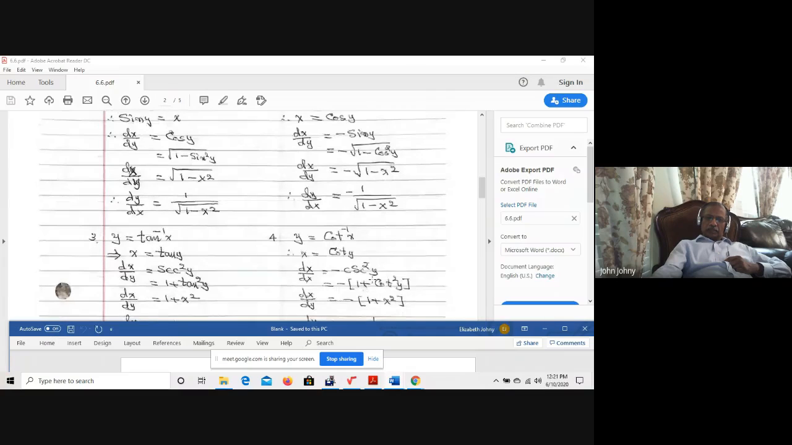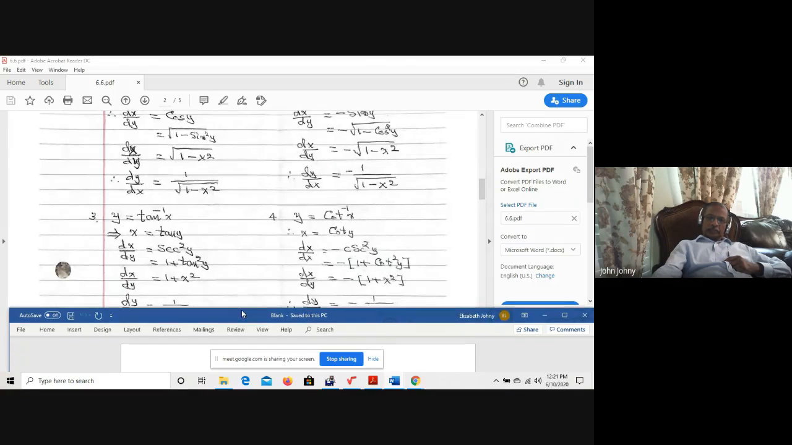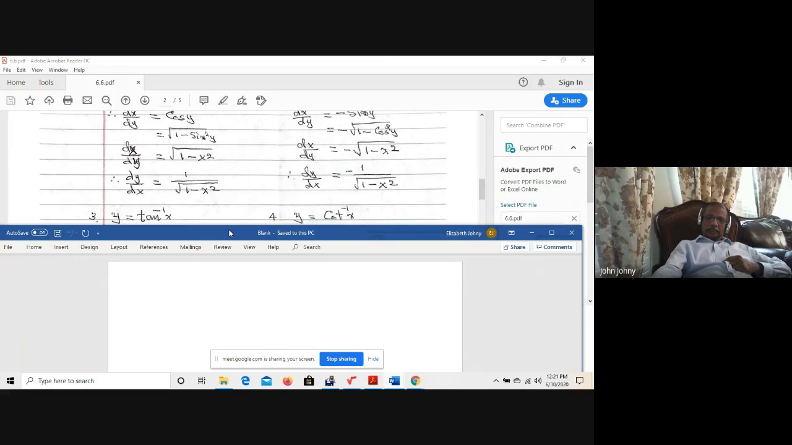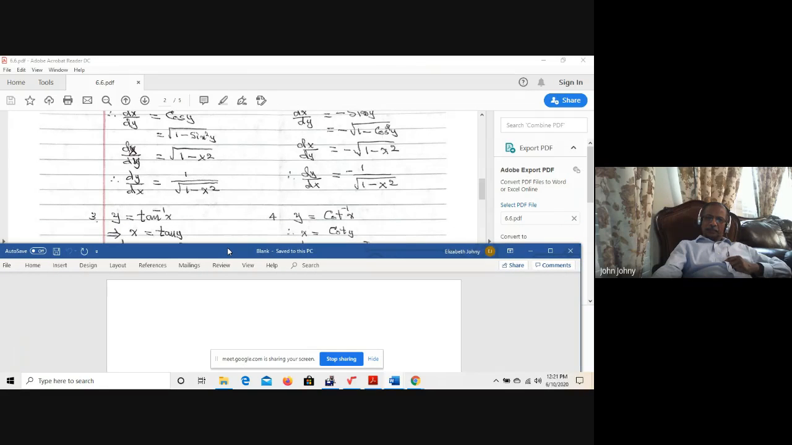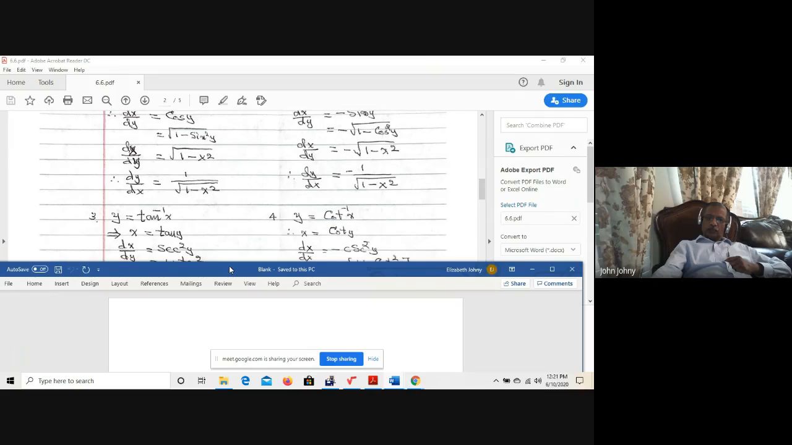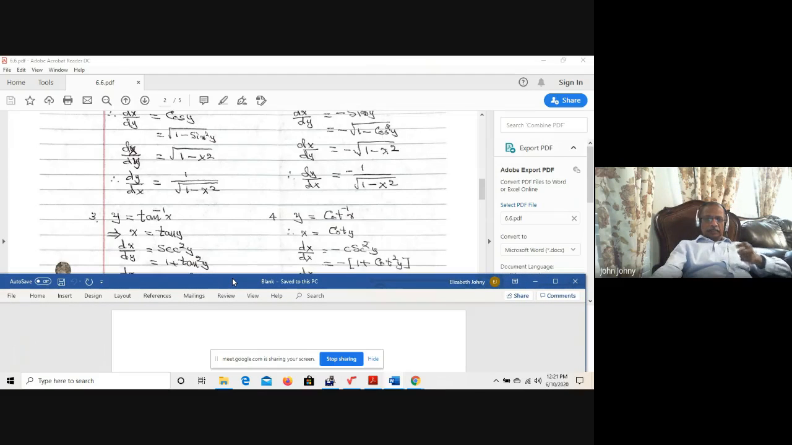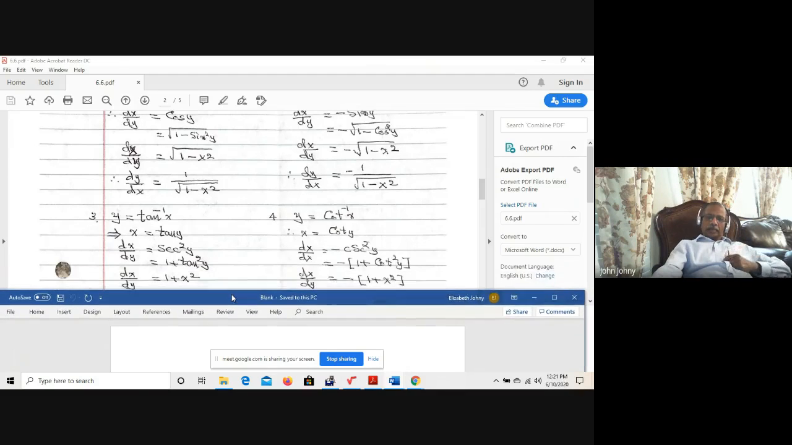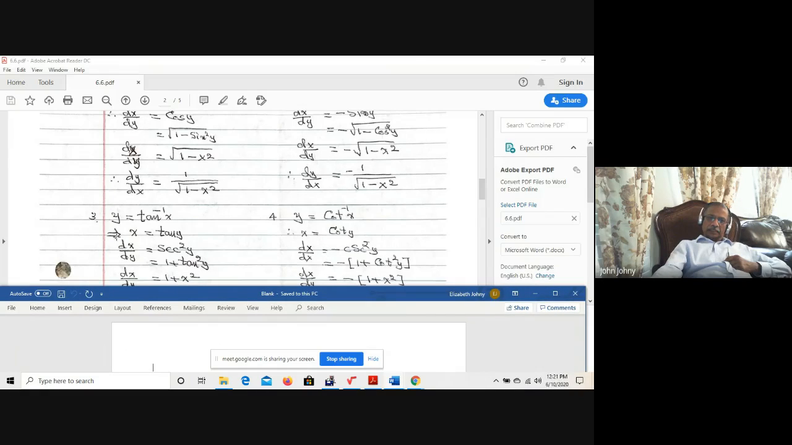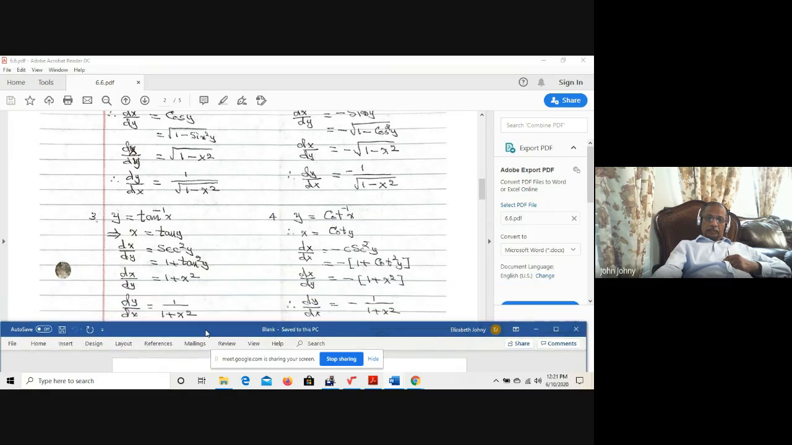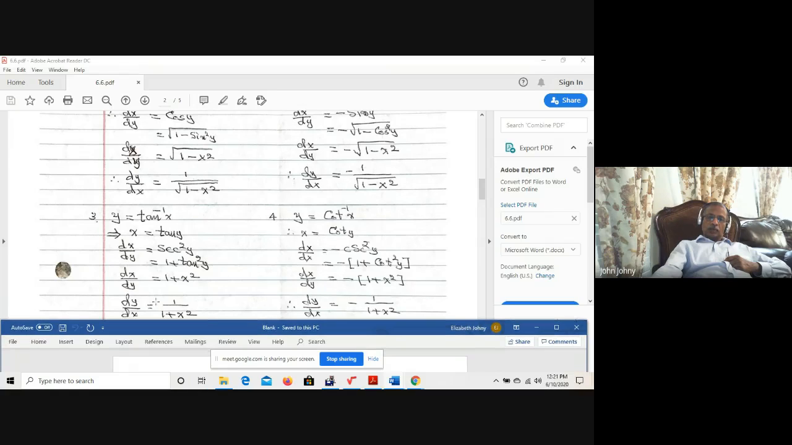Next is tan inverse x. y is equal to tan inverse x. Therefore, x is equal to tan y. So dx over dy is secant square y. The derivative of tan y is secant square y. And secant square y is 1 plus tan square y. That is a trig identity. And therefore, dx over dy is 1 plus tan square y. Tan y is x, so it is 1 plus x square. And therefore, dy over dx is 1 over 1 plus x square.